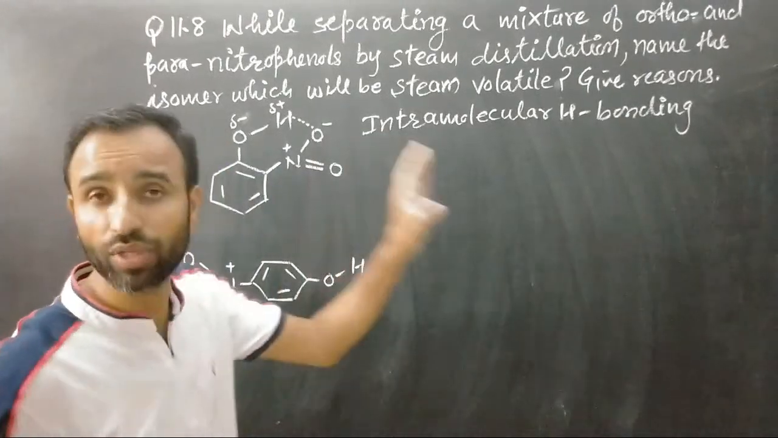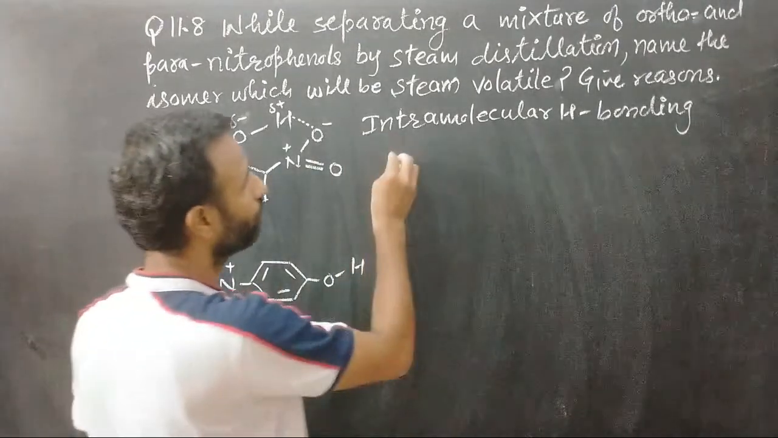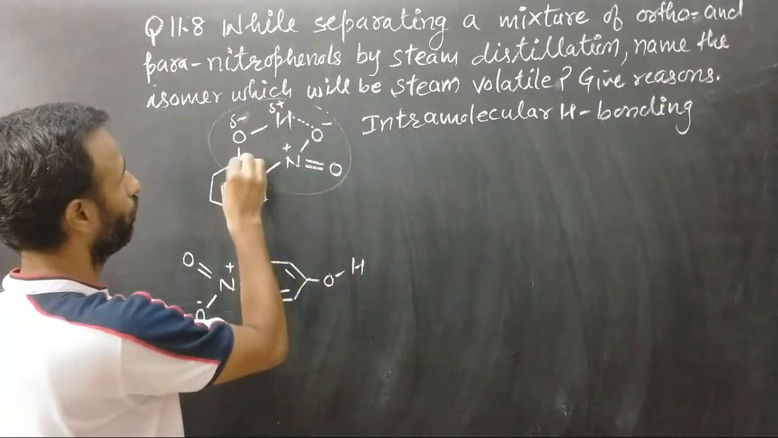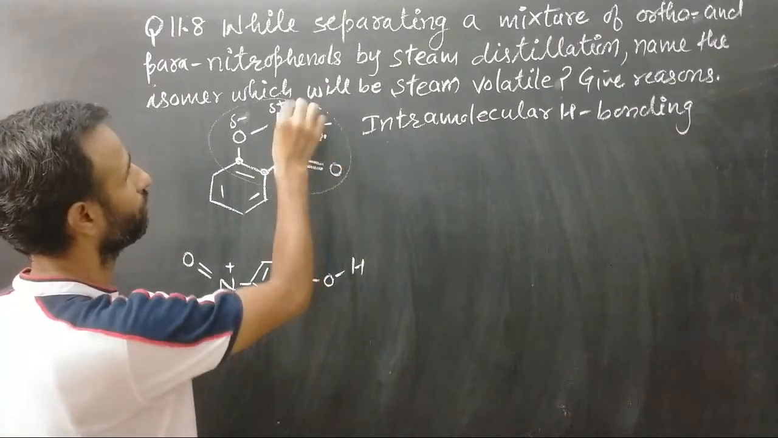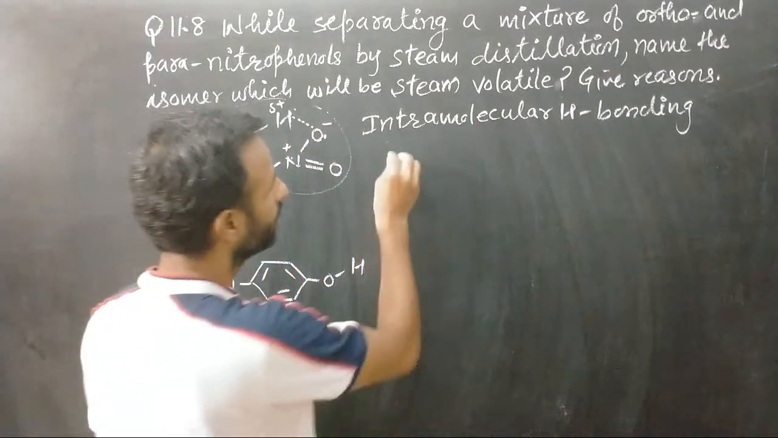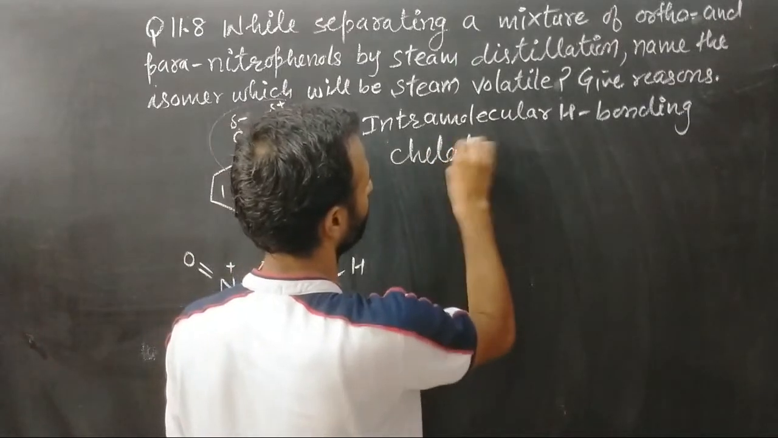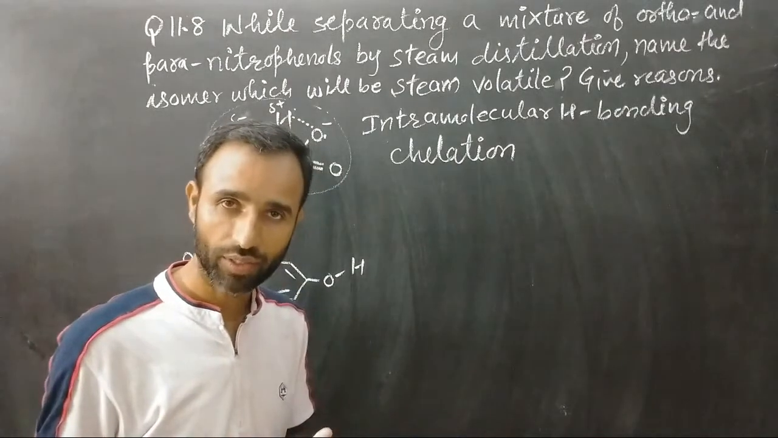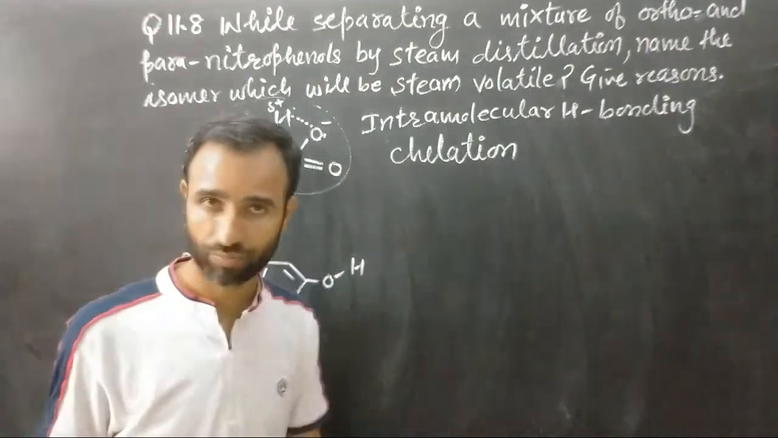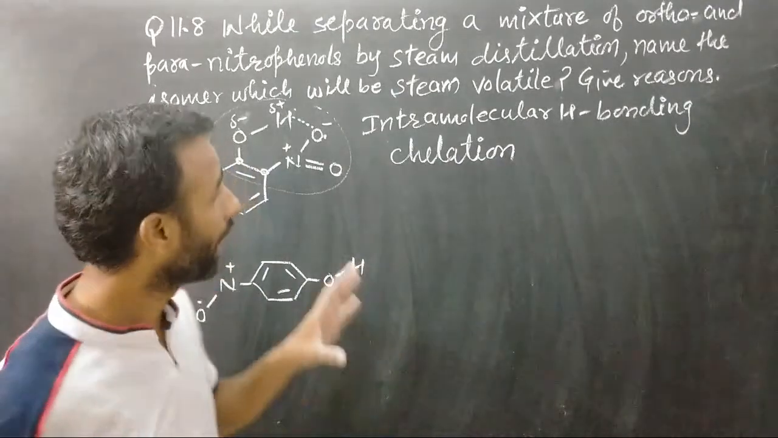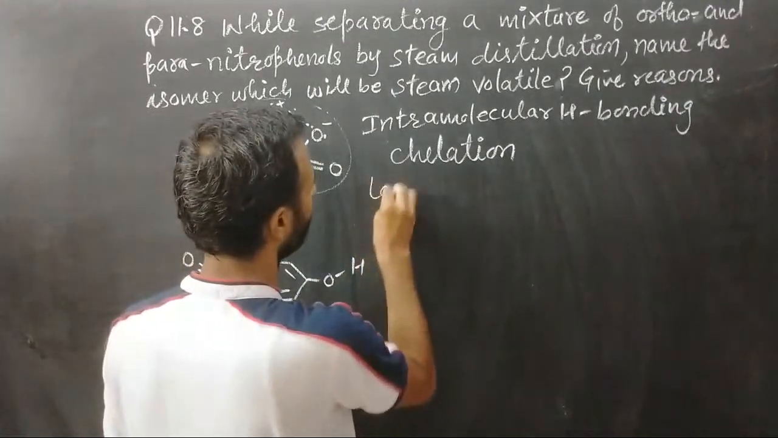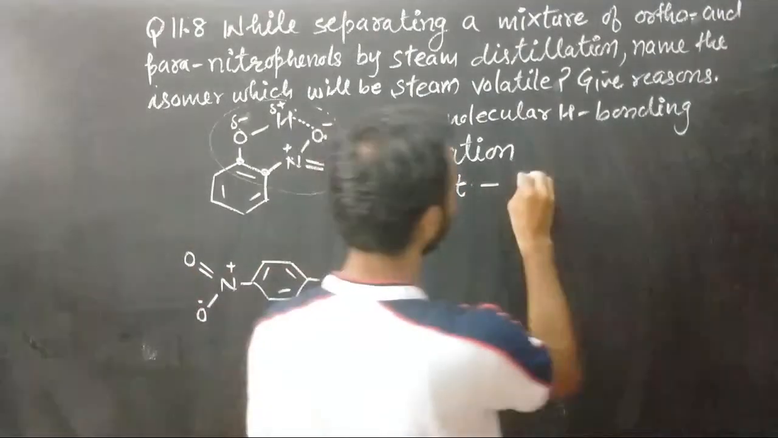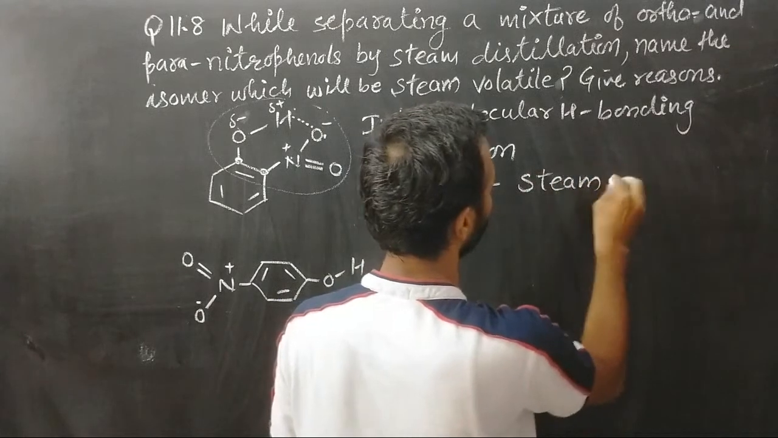It is not interacting with other molecules, and this type of structure, a ring structure, see, 1, 2, 3, 4, 5, 6, a 6-membered ring is formed. Such a ring formed by intramolecular hydrogen bonding is called chelation, or this is a chelate. Due to chelation, they have low boiling point. So orthonitrophenol becomes steam volatile.